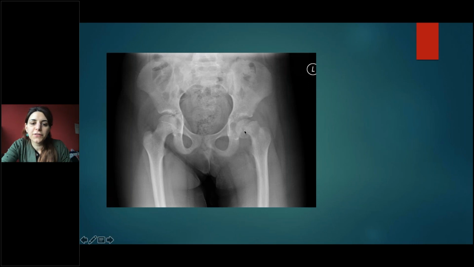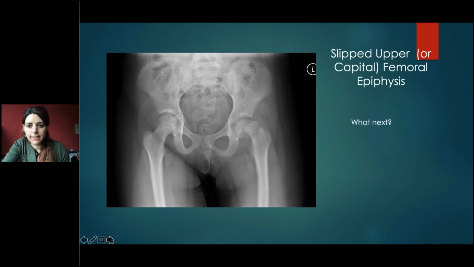So the physis of the bone, the growth plate, is the weakest part of any bone, which is why Salter-Harris fractures are so common in children. And it's an area of the bone of high activity, lots of osteoblastic and osteoclastic activity going on at all stages while you have an open growth plate. So they're likely to either break in a Salter-Harris manner or to slip in this manner. Okay, so we've got a SUFE here. What are you going to do next for this patient?